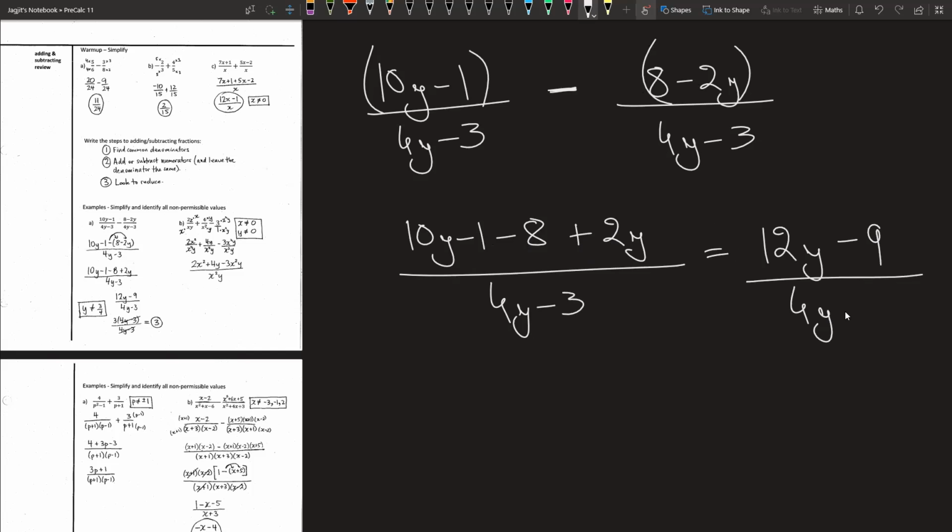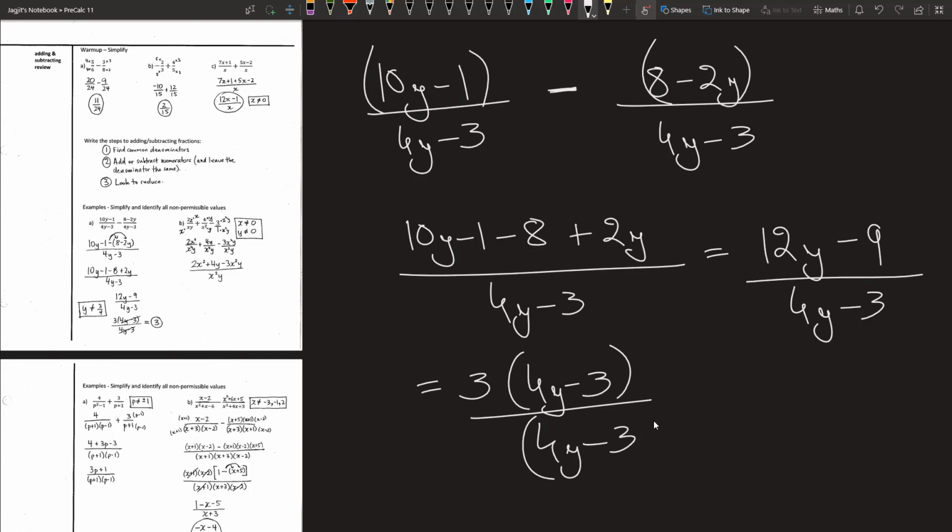At the bottom, we have 4y minus 3. Now, I realize from the top, I can factor the 3 out. When you factor the 3 out, you get 4y minus 3. And at the bottom, I have 4y minus 3. But before canceling, you need to write the non-permissible. How do you do that? You take your denominator, 4y minus 3, you say it cannot be equal to 0. So minus 3 goes to the other side, becomes 3, then you divide by 4. So y cannot be 3 over 4. And then you cancel this. And you say your simplified answer is just 3.